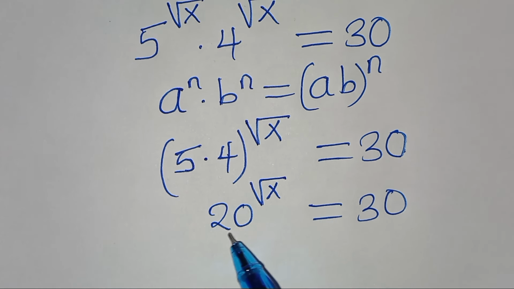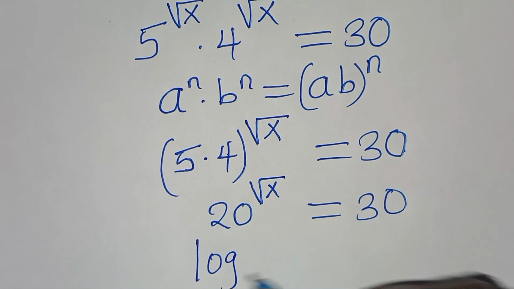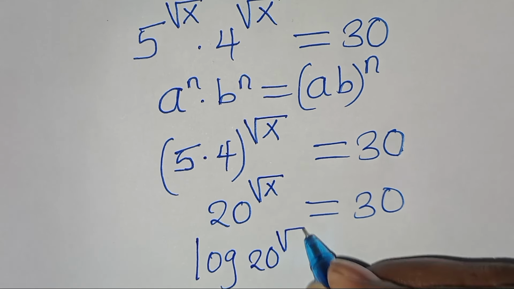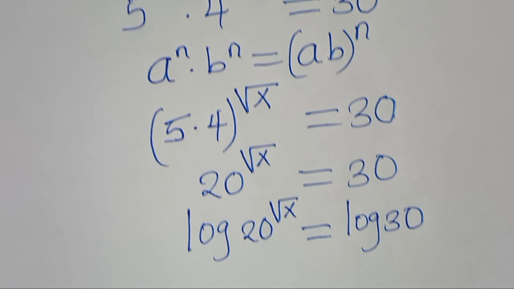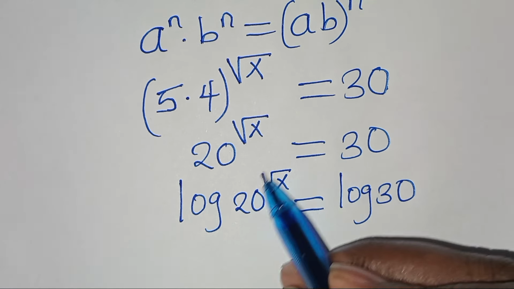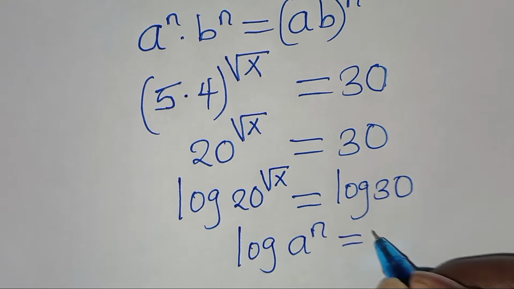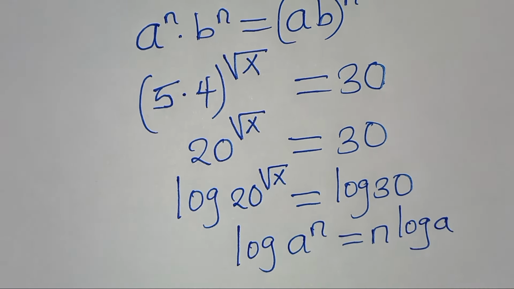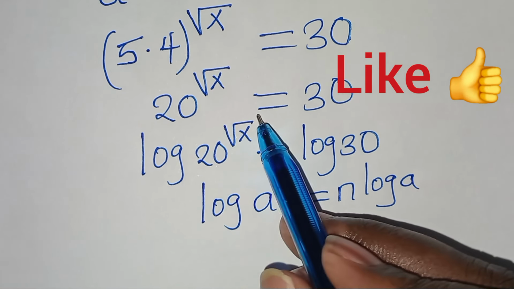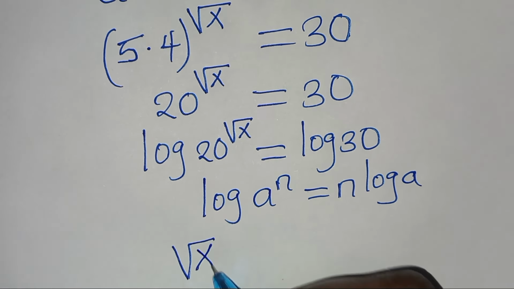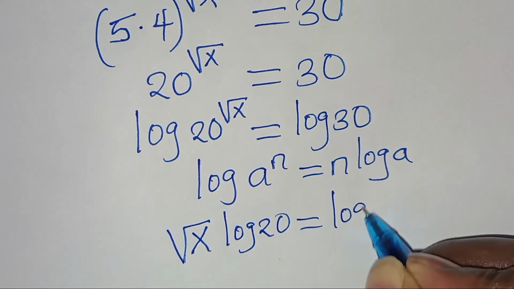Now, to solve for x here, we introduce logarithm on both sides so that we have log of 20 raised to the power of square root of x equal to log 30. You find that log a to the power of n can be expressed as n log a. So applying this power rule property, log of 20 to the power of square root of x becomes square root of x times log 20, which is equal to log 30.